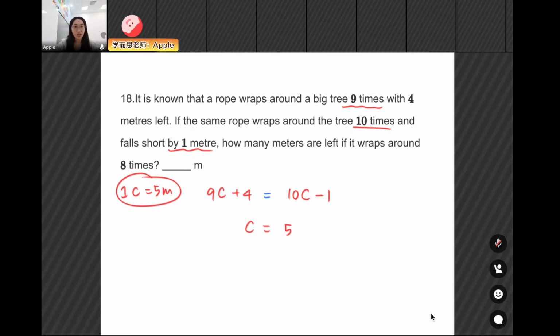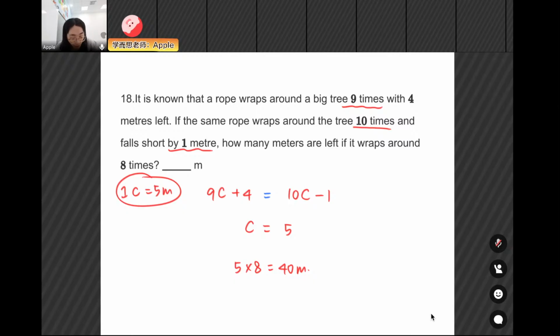Then following this, the question is asking you how many meters are left if it wraps around 8 times. Well, for 8 times, we already know that for 1 time it will be 5 meters. So what about 8 times? Yeah, that is 5 times 8. And also, can you figure out the total length of the rope?